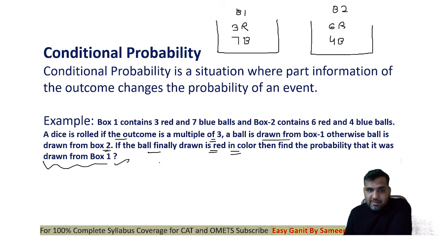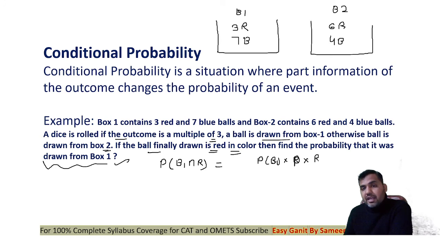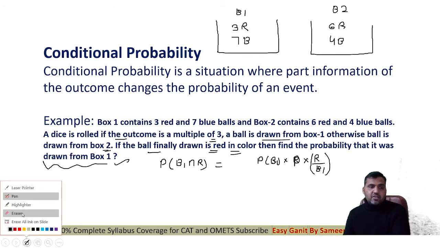So guys, in this case, what I basically want to find out is the probability of drawing a red ball from box 1. So basically I'm supposed to find out the probability of selecting box 1, provided it's given that the ball drawn is red in color. Now you see that this will be equal to the probability of selecting box 1, multiplied by the probability of drawing a red ball provided that box 1 has already been selected. See guys, this is what we are supposed to find out.